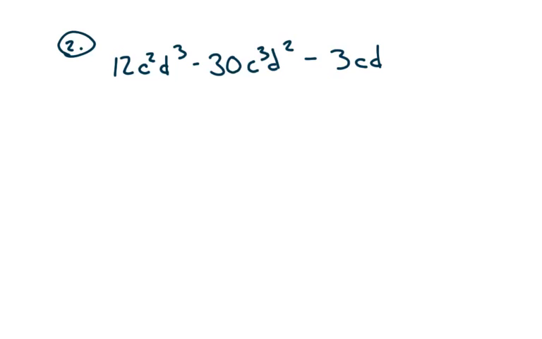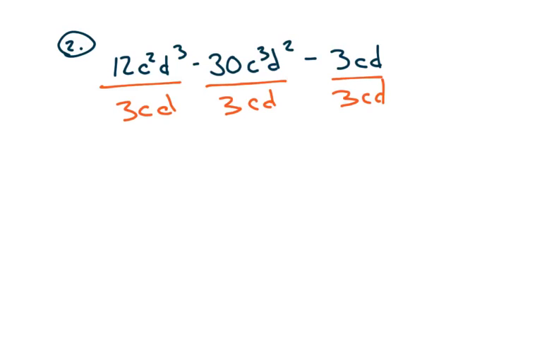All right, going to assume that you've done so. I think the numbers are the hardest part, so when I look at 12, 30, and 3, it's got to be 3, because 3 is prime. Then we see c squared, c cubed, and c, so you have to take the lowest, which is c. D cubed, d squared, and d, so we take the lowest, which is d. So we're going to factor out a 3cd and put 3cd on the outside.